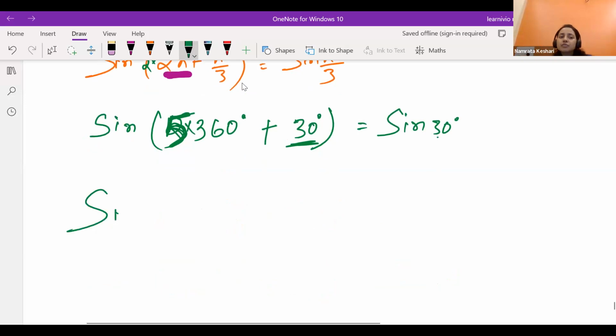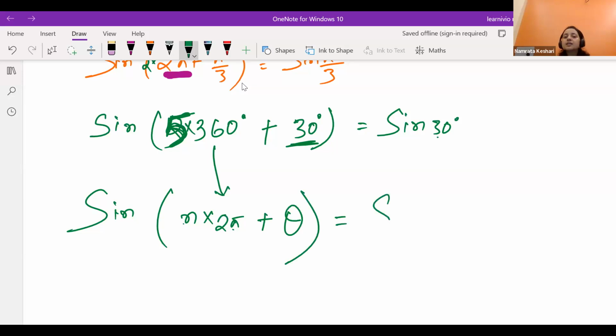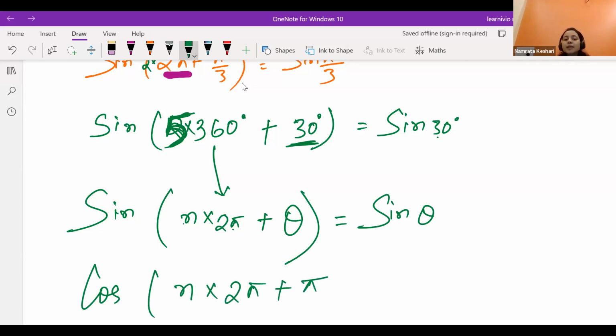We have got one formula from here. This 360 degree we write in terms of pi, that means 2 pi. Sine of n times 2 pi plus whatever angle theta is there will be just the same as sine theta. Similarly, cos of n times 2 pi plus any angle you have, pi by 6 or whatever, will be just the same as cos pi by 6. If you understand this scenario, then let's start solving the question.